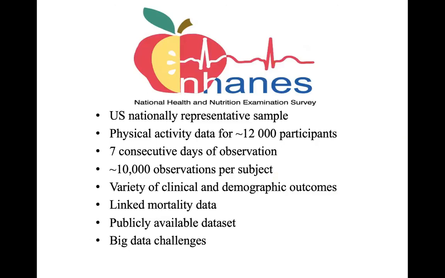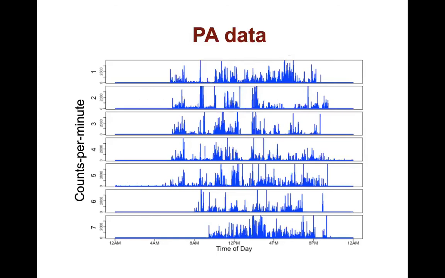So this is actually a study that a former postdoc, Jacek Urbanek, did a lot of work on. It's a large study of a representative sample of individuals in the US. It's called NHANES, National Health and Nutrition Examination Survey. And here the data have been collected on over 10,000 people. They each have 7 consecutive days of observations. And here is an example of data from one such individual over 7 days. Again, these are 1-minute summaries.